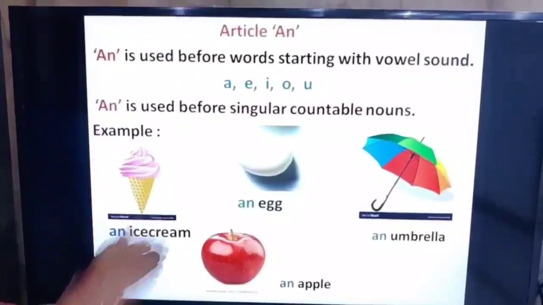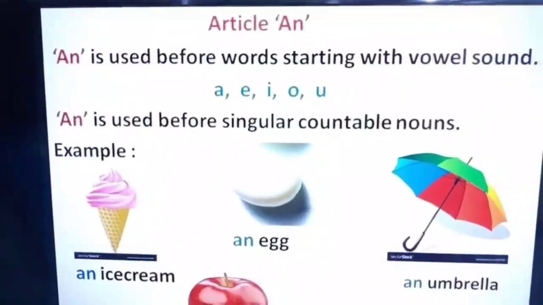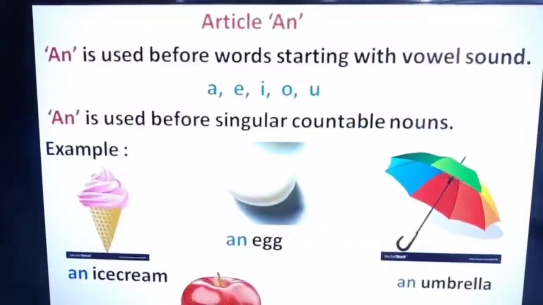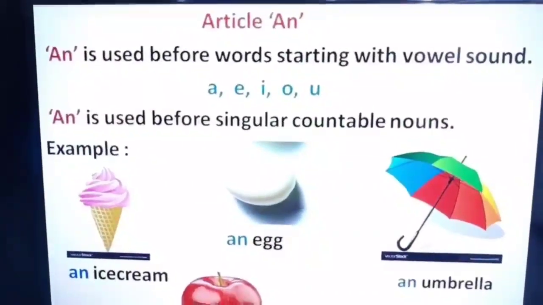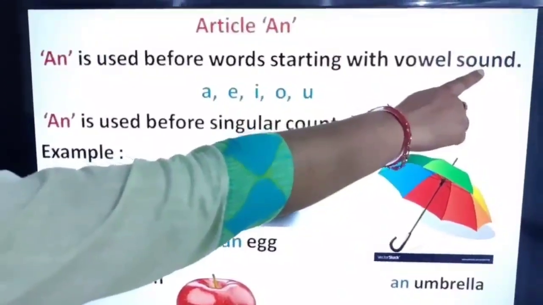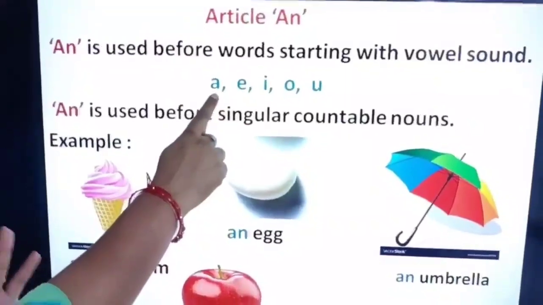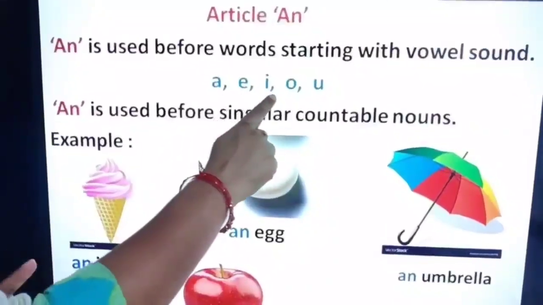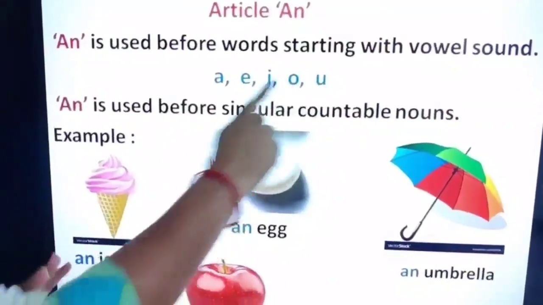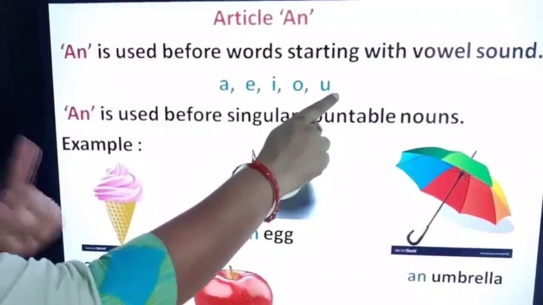Now we will discuss article an. Article an is used before words that start with a vowel sound. Remember that I am focusing on the word sound. We have five vowels: A, E, I, O, U. Don't go by the letters. Just focus on the sounds of these vowels.